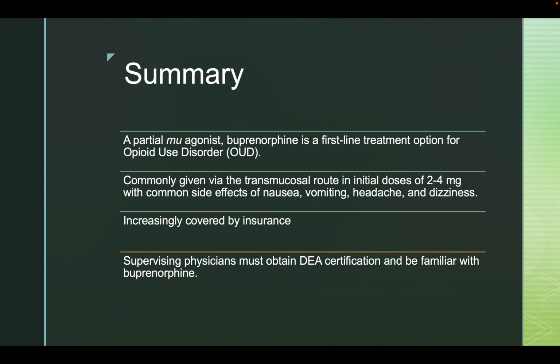In summary, buprenorphine is a partial mu agonist, and it's a first-line treatment option for opioid use disorder. It's commonly given sublingually or buccally with initial doses of 2 to 4 milligrams, and common side effects mirror those of anticholinergic-like effects. It's increasingly covered by insurance, largely due to more evidence-based studies confirming buprenorphine as an optimal treatment avenue for OUD patients, and supervising physicians must obtain a DEA certification with a Schedule III class medication and be familiar with buprenorphine.